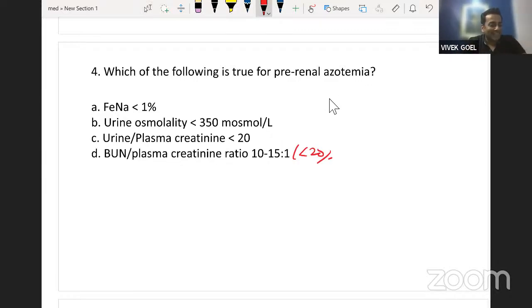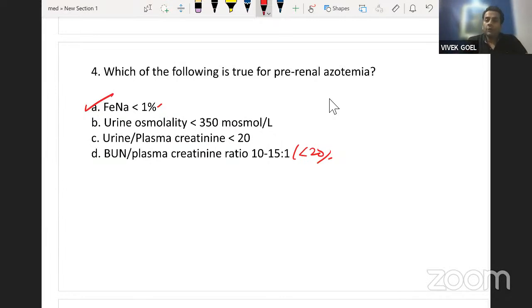Now, please understand, this was a fairly simple question. In pre-renal azotemia, where the kidney is already hypoperfused, there is already a hypovolemic state, so the kidney wouldn't want to lose much sodium in the urine. So the fractional excretion of sodium will be less. It is less than 1%, which is the correct answer. Even if you did not know the rest, you knew that this was the best option.